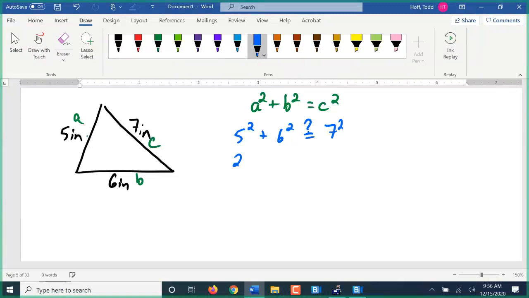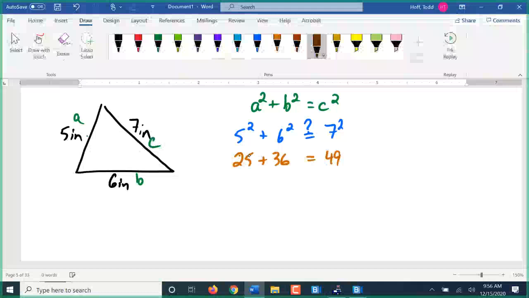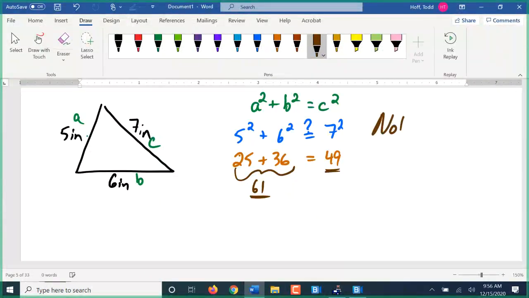5 squared is 25. 6 squared is 36, and 7 squared is 49. 25 plus 36 is 61. Nowhere near 49. So this is not a right triangle.